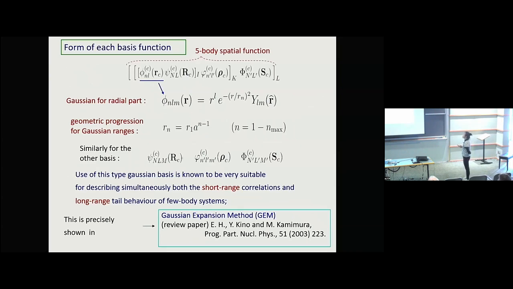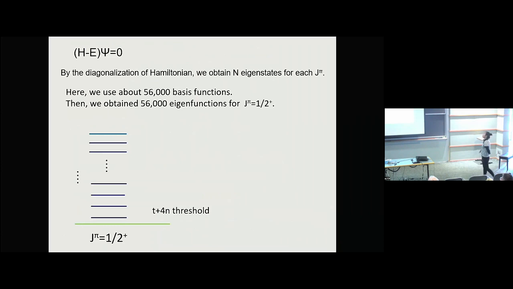Okay, we take the Gaussian for the radial part like this, and this is the range parameter, and we take the Gaussian progression for the Gauss range. This is for the small r, but also similar for the capital R and rho and S. Then we solve this Schrödinger equation.